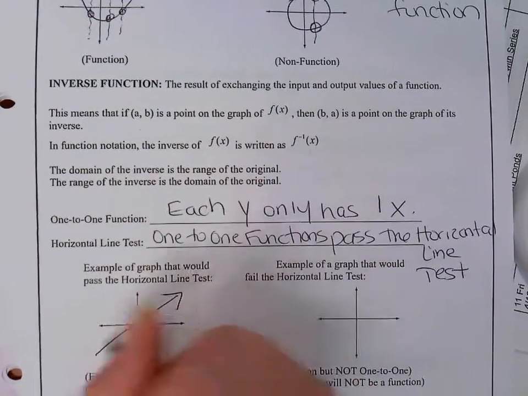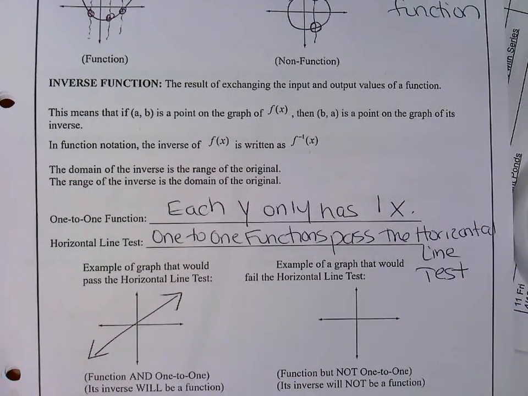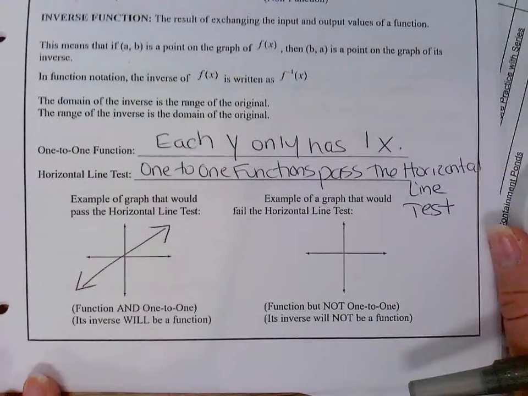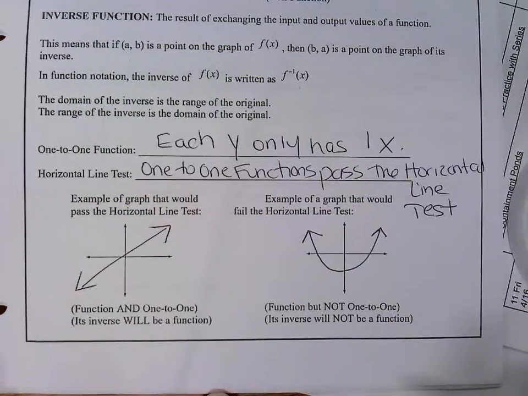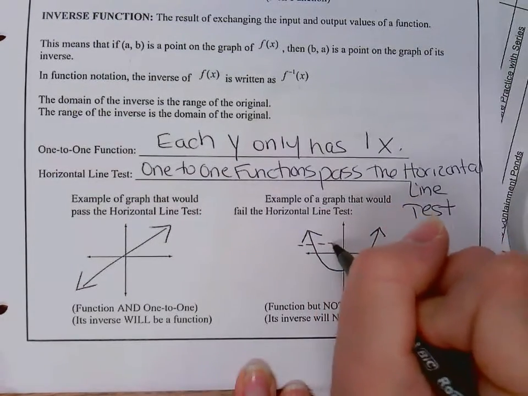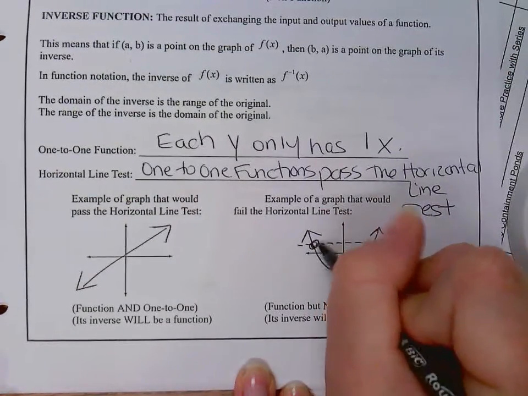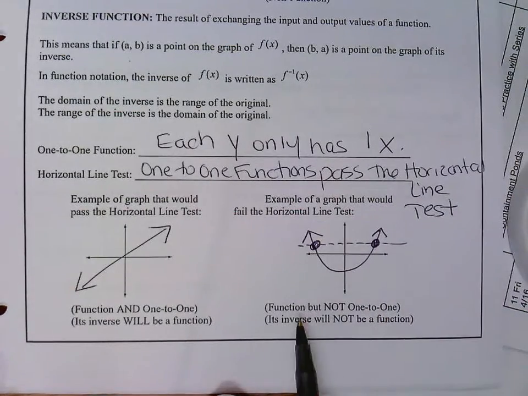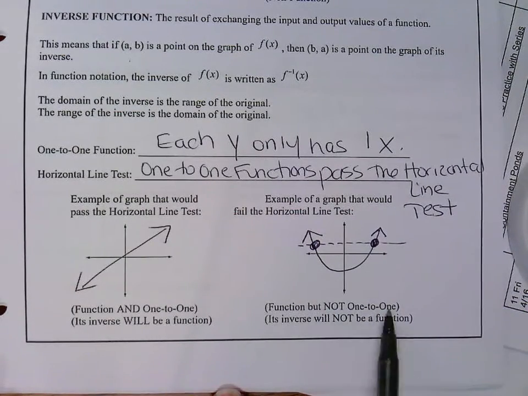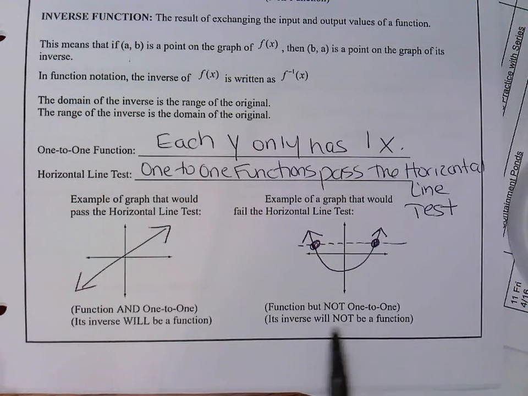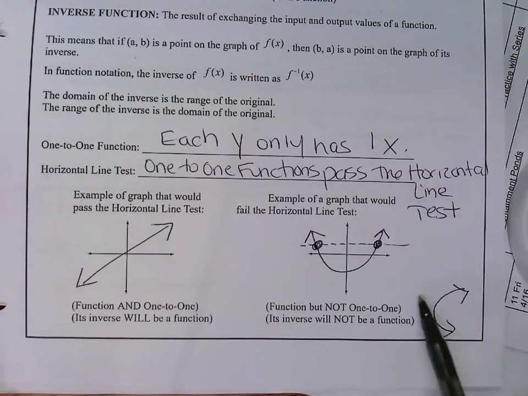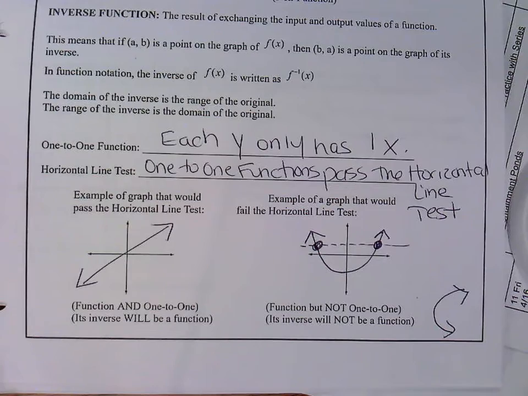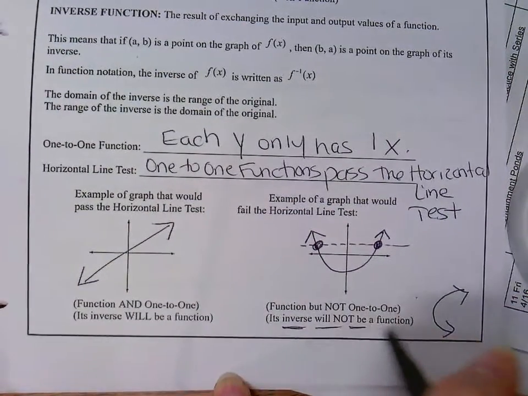So a linear function passes the vertical and the horizontal line test. What about the parabola? That's a function, but guess what? It fails the horizontal line test. So it's a function, but it's not one-to-one, so its inverse will not be a function. The inverse of a parabola is a sideways parabola, and it will fail the vertical line test. So its inverse will not be a function.